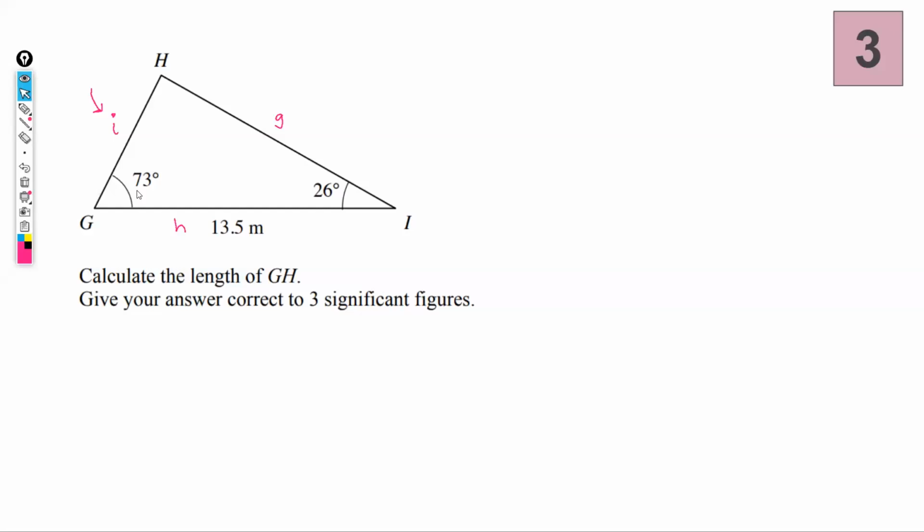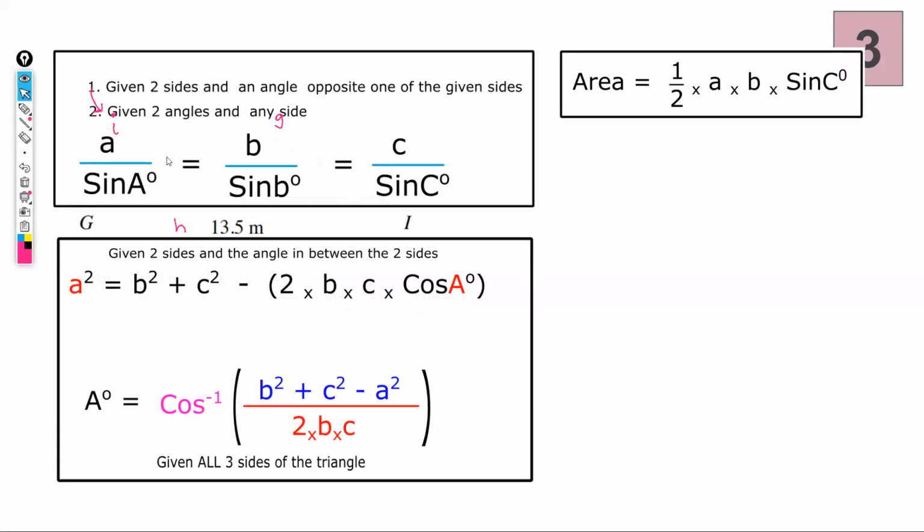They gave us 2 angles and 1 side. Okay, so 2 angles and 1 side. Look at item 2 here. Given 2 angles and any side, meaning any one side. It seems to me it's the sine rule. Okay, it's not the cosine rule as yet.